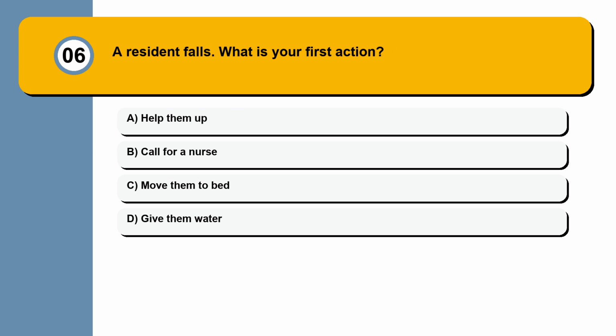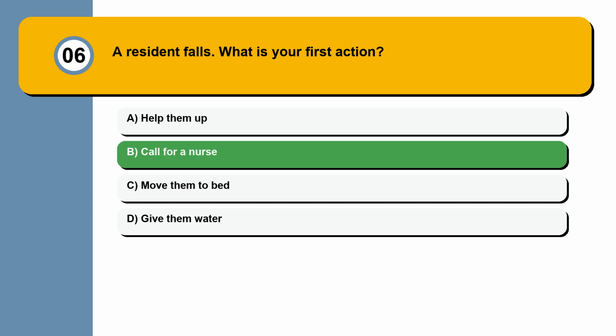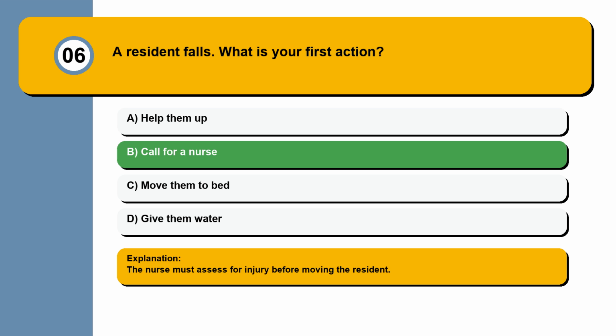Question 6. A resident falls. What is your first action? Help them up. Call for a nurse. Move them to bed. Give them water. The nurse must assess for injury before moving the resident.